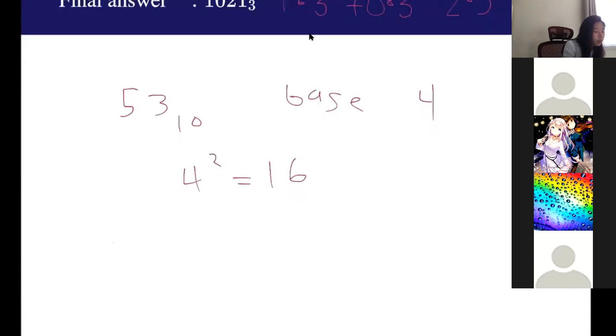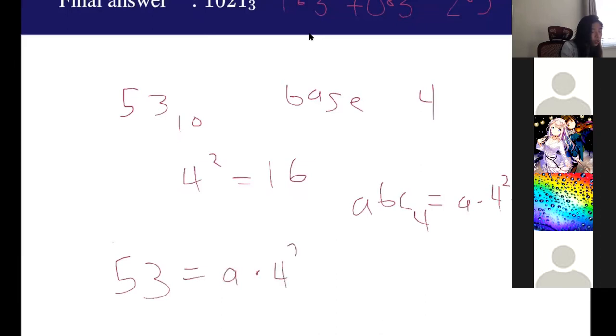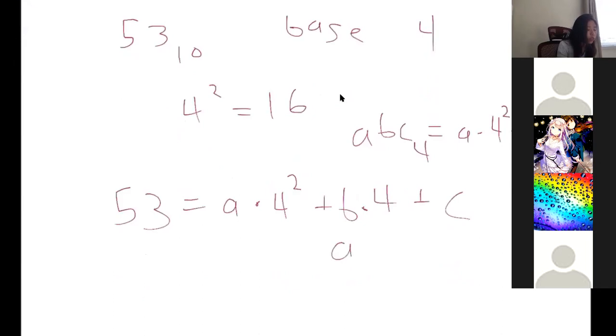This goes back to the change of base. If the answer is ABC in base 4, then this is the same thing as A times 4 squared plus B times 4 plus C, to convert it back into base 10. So 53 is going to equal A times 4 squared plus B times 4 plus C. You want to find the values of A, B, and C, and they all have to be less than 4, because you can't have 10 as a digit in base 10.